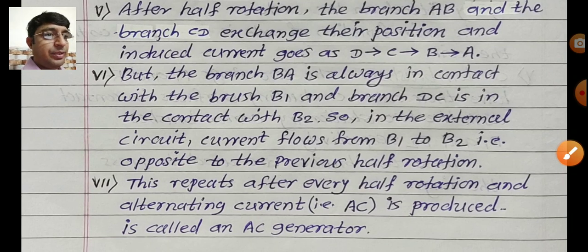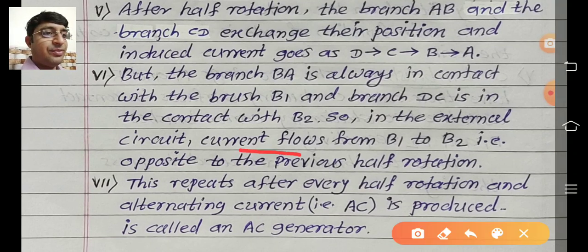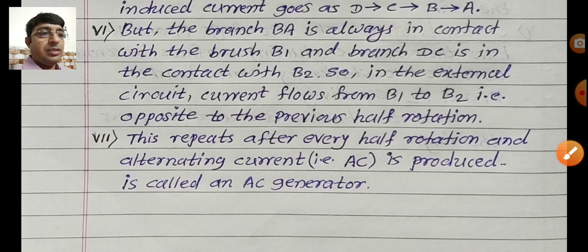But after half rotation, what happened? Current flows from B1 to B2. Means these brushes also change their position, like branches also change A, B and C, D. That is opposite to the previous half rotation. Current is flowing from B1 to B2 compared to the first one, opposite to that previous half rotation.